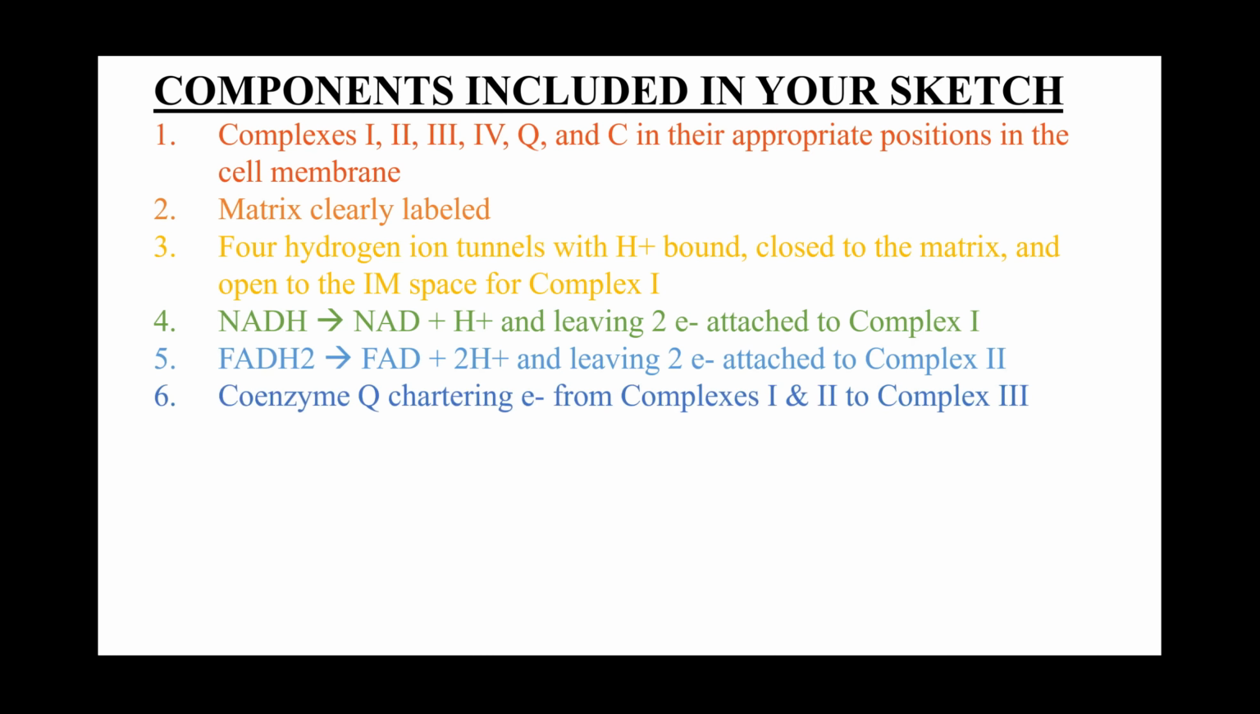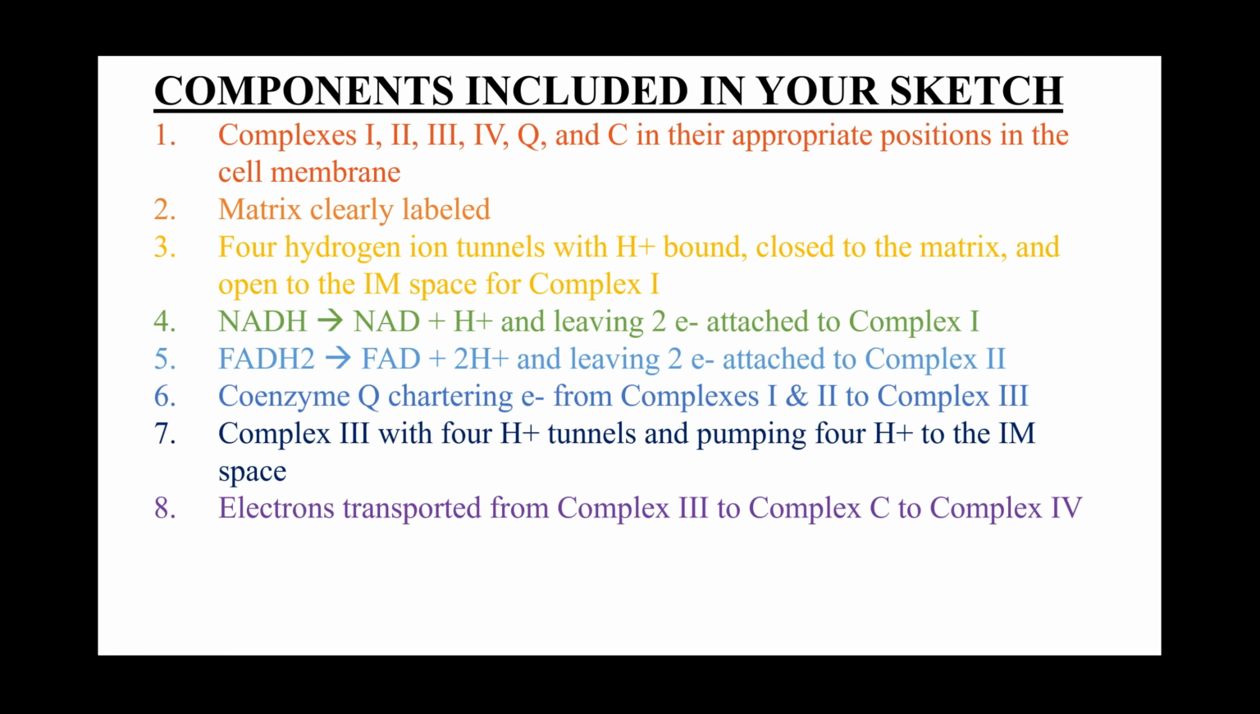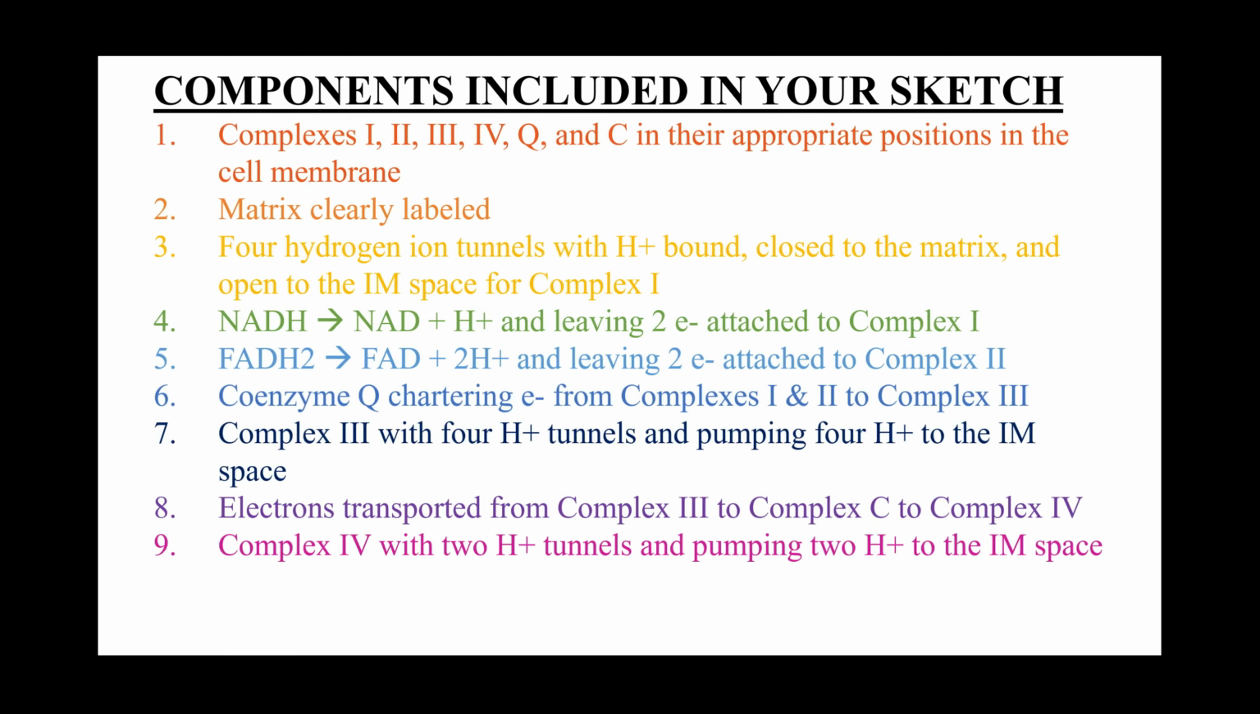Coenzyme Q ferrying electrons from complexes 1 and 2 to complex 3. Complex 3 with 4 hydrogen tunnels and pumping 4 hydrogen ions to the intermembrane space. Electrons transported from complex 3 to cytochrome C to complex 4. Complex 4 with 2 hydrogen ion tunnels and pumping 2 hydrogen ions to the intermembrane space. And finally, half O2 plus 2 hydrogen ions, creating water with the addition of the 2 electrons from complex 4. Practice creating sketches from a passage on your own or with our other videos to further develop your skills.